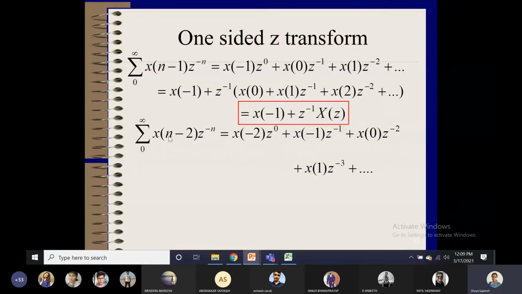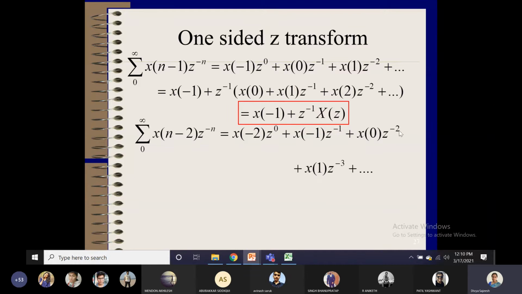So here I put n as 0. So it will be x of minus 2 z raised to 0, the first term. Second term is n equal to 1. So 1 minus 2 is minus 1, so x of minus 1 z raised to minus 1. Then next term n equal to 2. So 2 minus 2 is 0, so x of 0 z raised to minus 2. Plus next one will be n equal to 3. 3 minus 2 will be 1, so x of 1 z raised to minus 3. It will extend up to infinity.